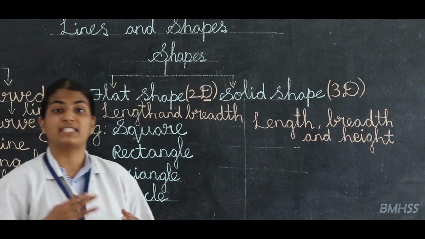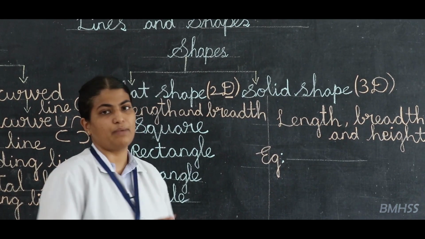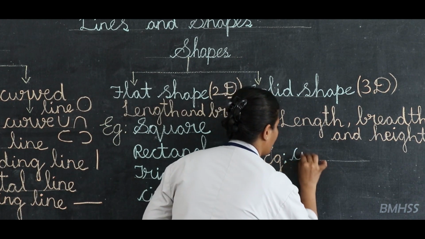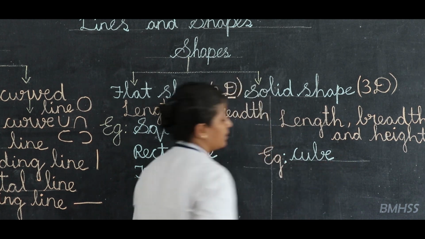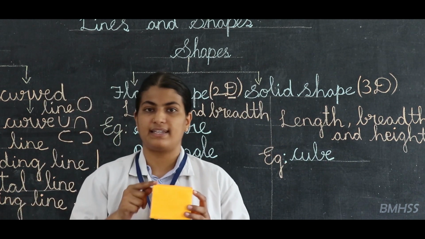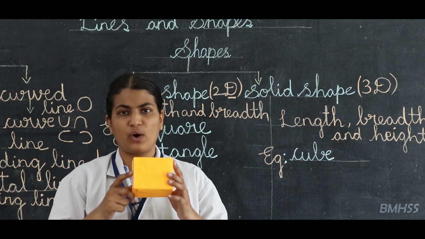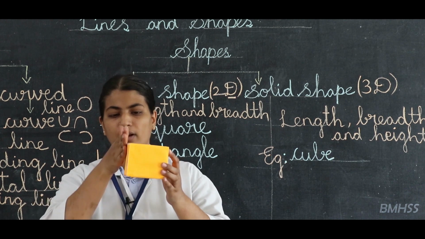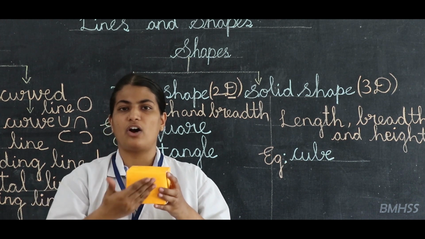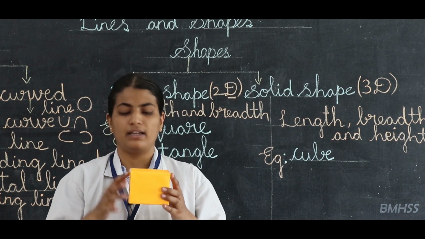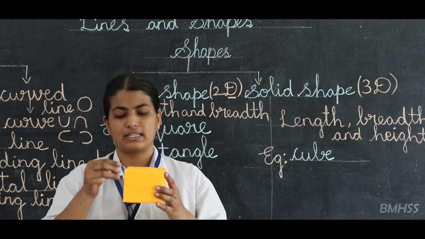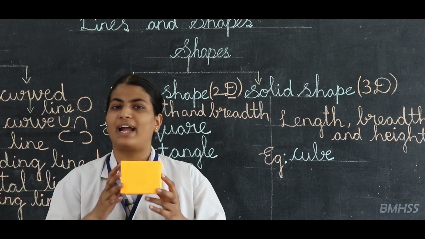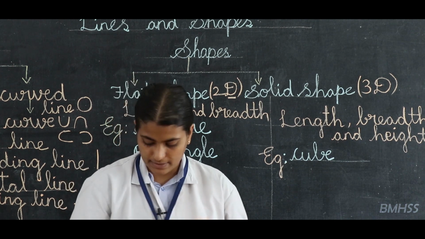Now I will tell you some examples of solid shapes. The first example for solid shape is cube. C-U-B-E, cube. In this cube you have 6 faces and 8 vertices. Shall we count the faces, children? 1, 2, 3, 4, 5 and 6. So these are 6 flat faces and the corners are known as vertices. This can be known as corners or vertices. So cube has 6 flat faces and 8 vertices.